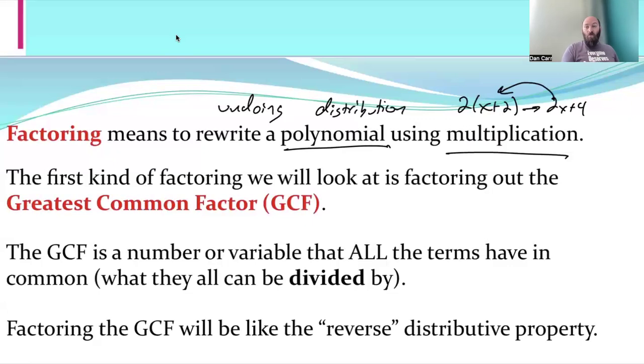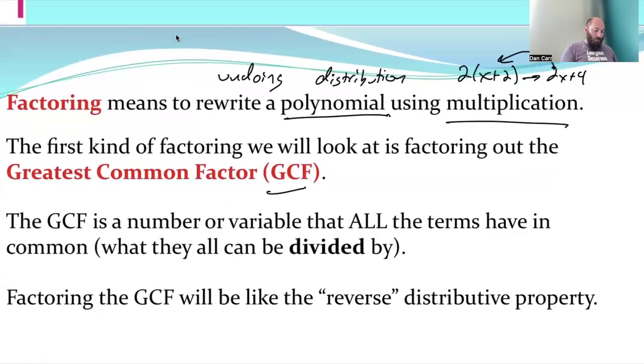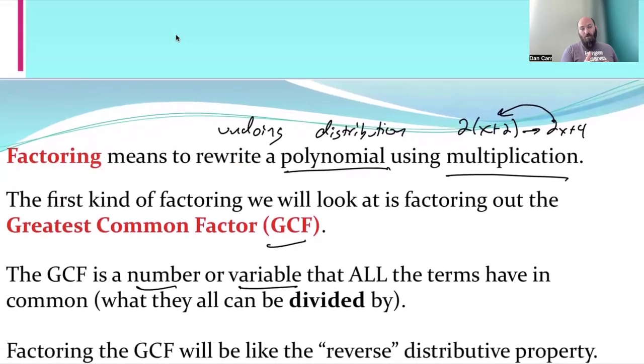So one of the first things we do, which is kind of my example here, is we look for our greatest common factor, our GCF. This is a number or variable that all the terms have in common. So in a way, we could say what can they be divided by? Not dividing it out, but what could we divide out of everything? That factoring GCF is very much like the reverse distributive property. So it's very much like that example there.